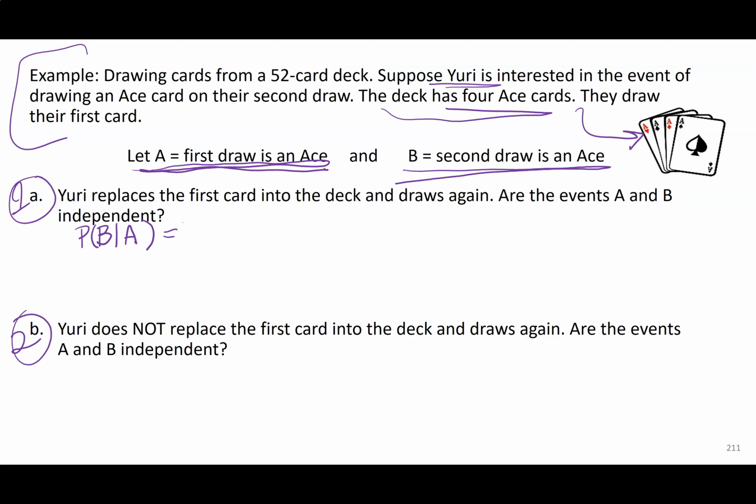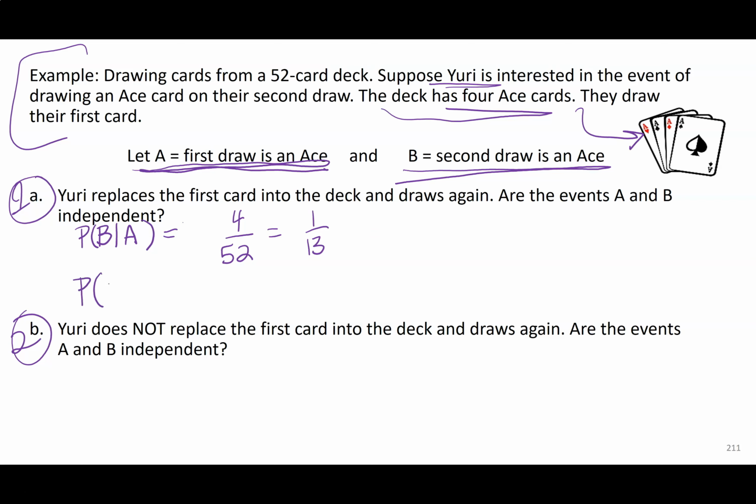So here, we're going to have 4 aces we could pick from out of 52 cards. So it's just going to be 1/13. Off the top of my head, I don't know what that is. It's smaller than 10%. But it's totally dependent on the fact that we replaced the card. And we could even rewrite it.